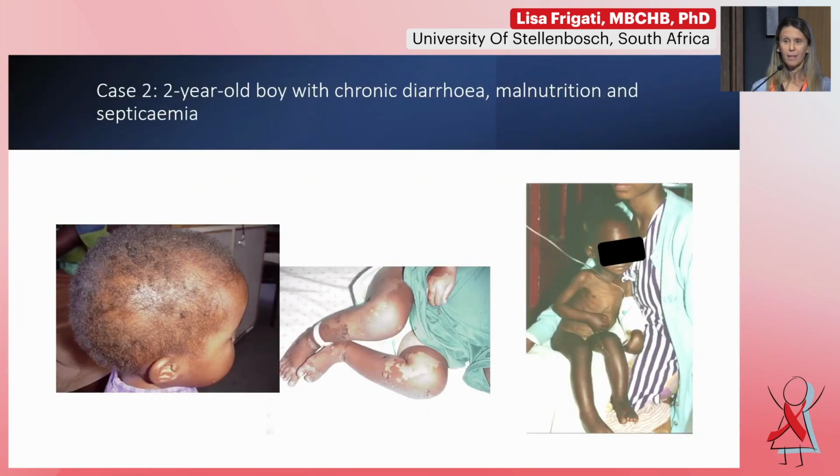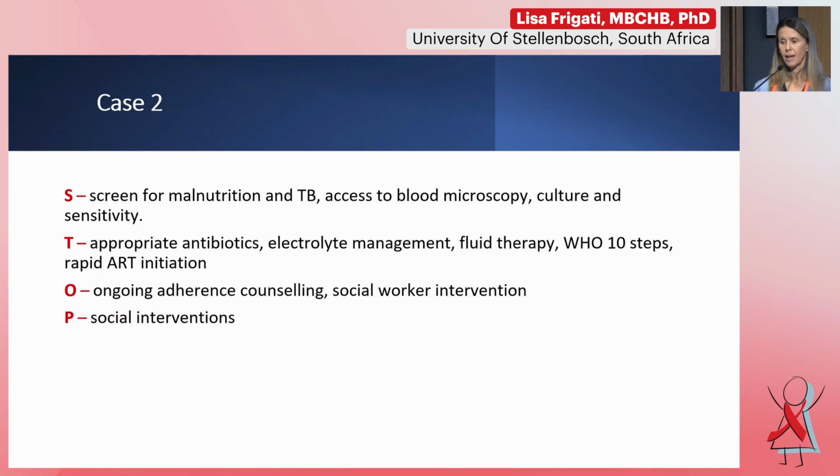So we've had a boy who's still in the ward who presented exactly like this with chronic diarrhea and then developed a hospital-acquired gram-negative infection during his hospital stay. Again, if we use our stop, we could have screened for malnutrition and TB.